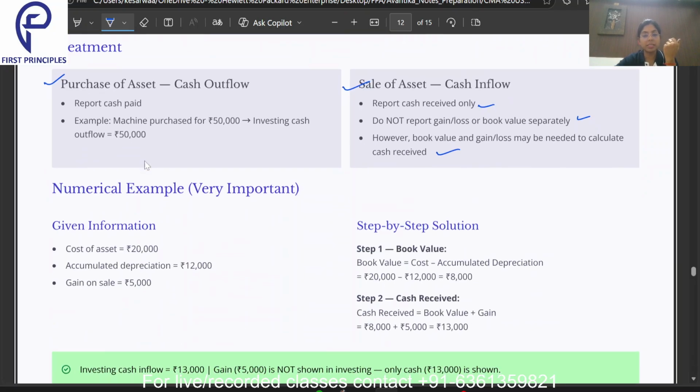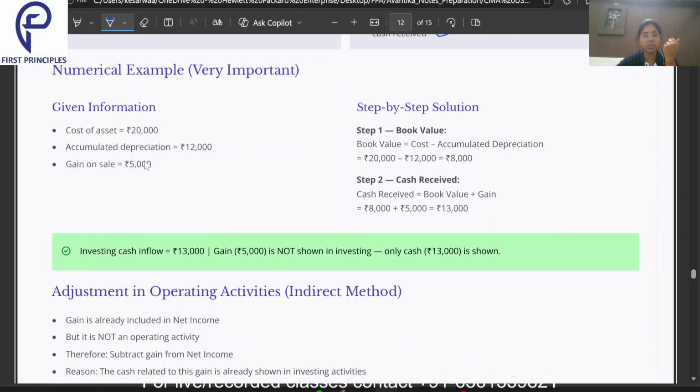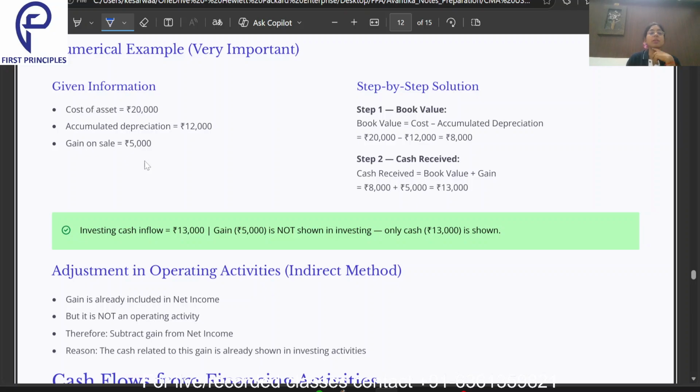We have one example with which this concept will be a lot clearer. We have been given the cost of an asset as 20,000, depreciation on it is 12,000, and gain on sale is 5,000. Now how do we find out the book value of the asset? In the balance sheet, how do we present an asset? Asset minus depreciation. That is the value of the asset, so that is the book value. Book value of the asset is cost minus accumulated depreciation, that is 8,000.